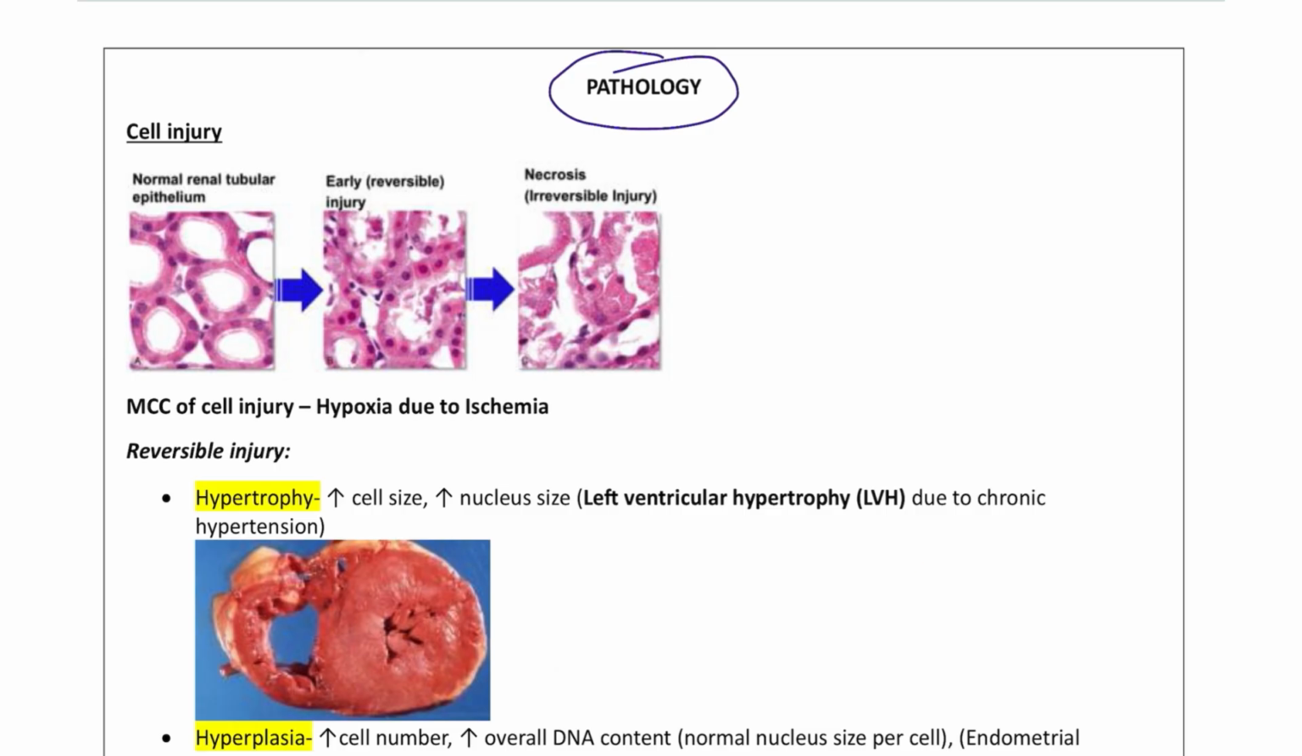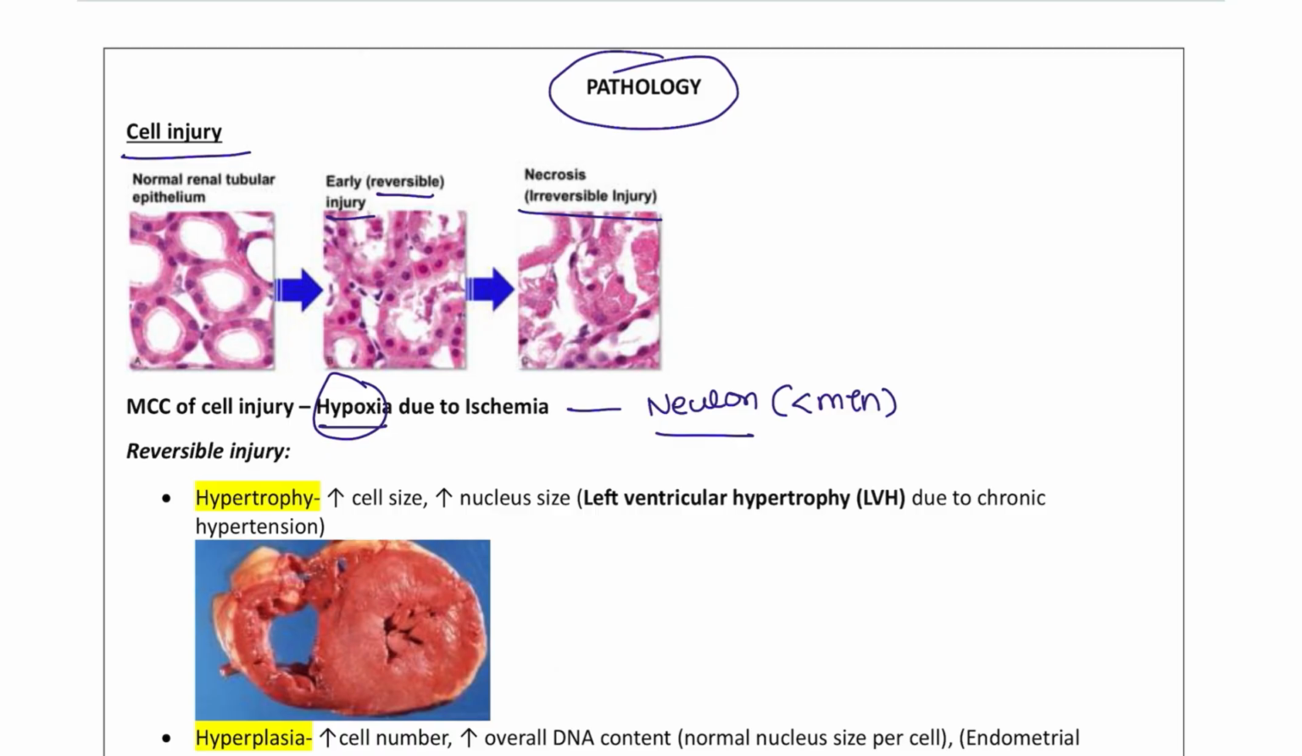So let's discuss the first chapter, that is cell injury. Generally cell injury is mostly reversible injury. Okay, sometimes irreversible injury will be seen. And what is the most common cause? The most common cause will be hypoxia. In hypoxia, the neuron is more prone. Within minutes the neuron can be damaged due to hypoxia. That is one of the important points that you have to remember.